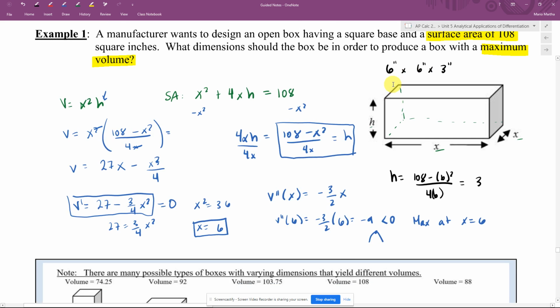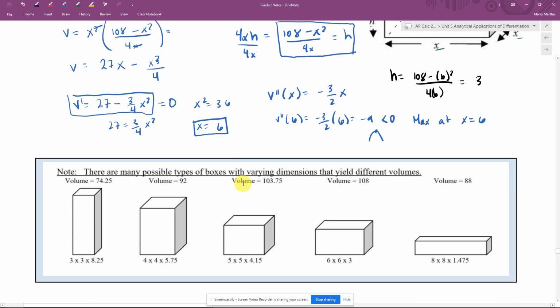So in order for us to have the maximum volume with a limited surface area, the dimensions of the box have to be 6 by 6 by 3. There are many possible types of boxes with varying dimensions that yield different results. So this is the one we found, right?